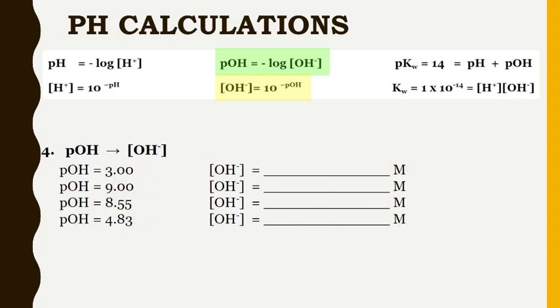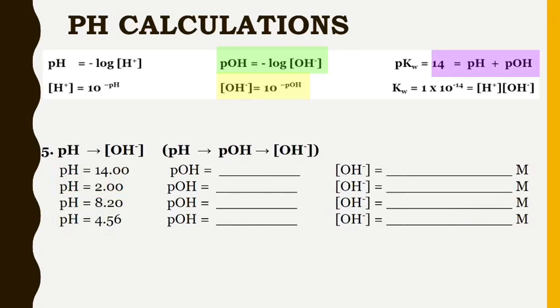In this next chunk, we're doing the opposite, going from our POH to that OH concentration. And once again, those first two are nice round numbers. So when we're putting that together, we can just do 1 times 10 to the negative 3 and 1 times 10 to the negative 9. These other two we're going to have to actually put into our calculator and do 10 raised to the negative 8.55 and 10 raised to the negative 4.83. But once we do that, push enter, then our concentrations come out. So it really is mostly negative logs and 10 raised to the negative.